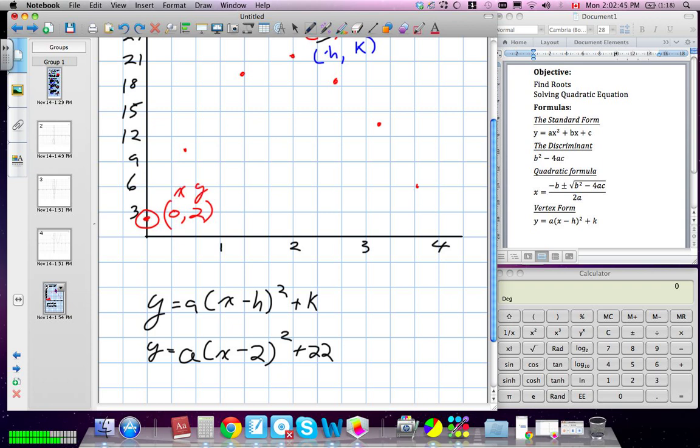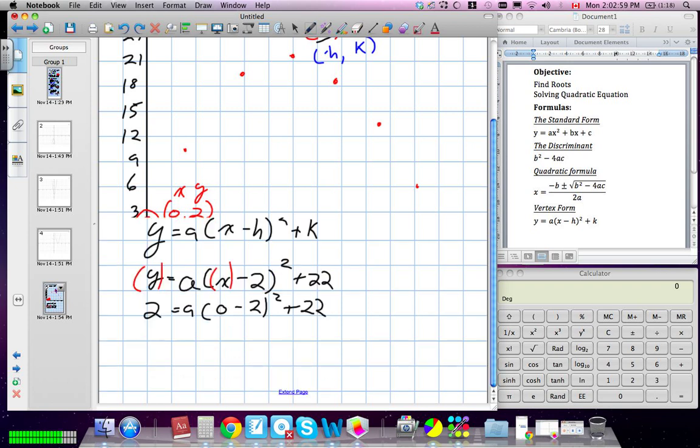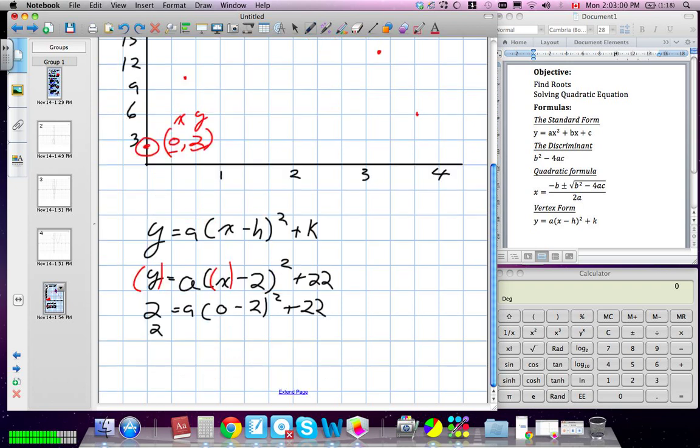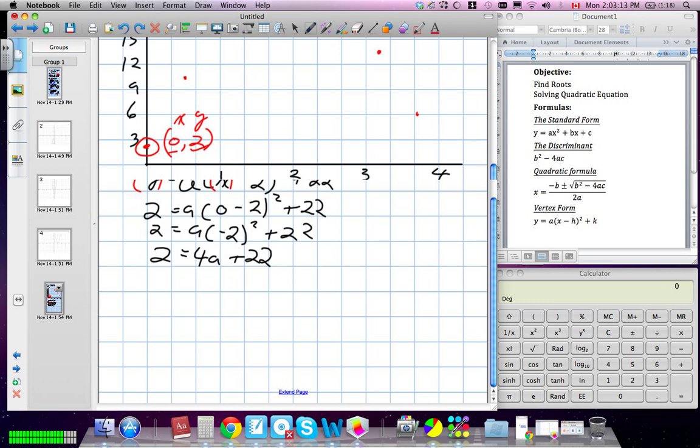2 is equal to a, negative 2 squared plus 22. 2 equals 4a plus 22. Now I need to move 22 to the other side of the equation. So we get 2 subtract 22 is equal to 4a. We get negative 20 is equal to 4a. And when I divide both sides by 4, a is equal to negative 5.